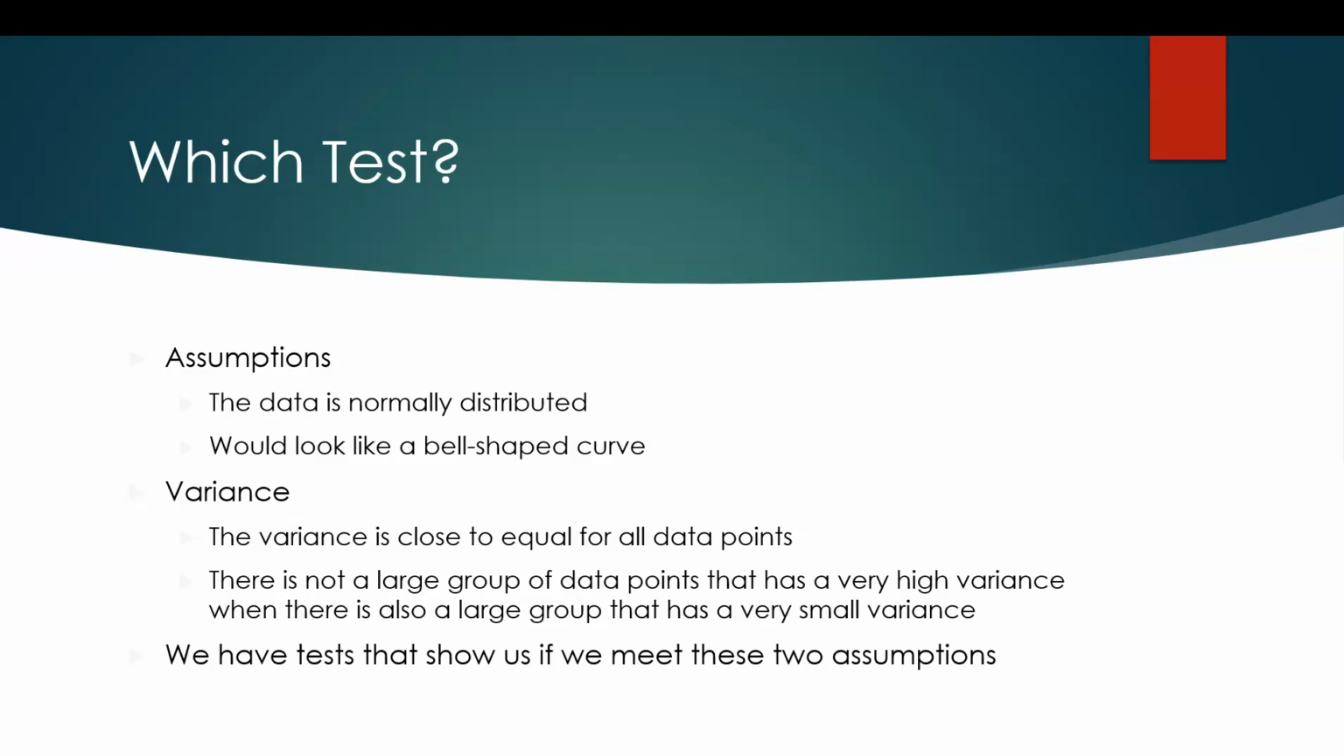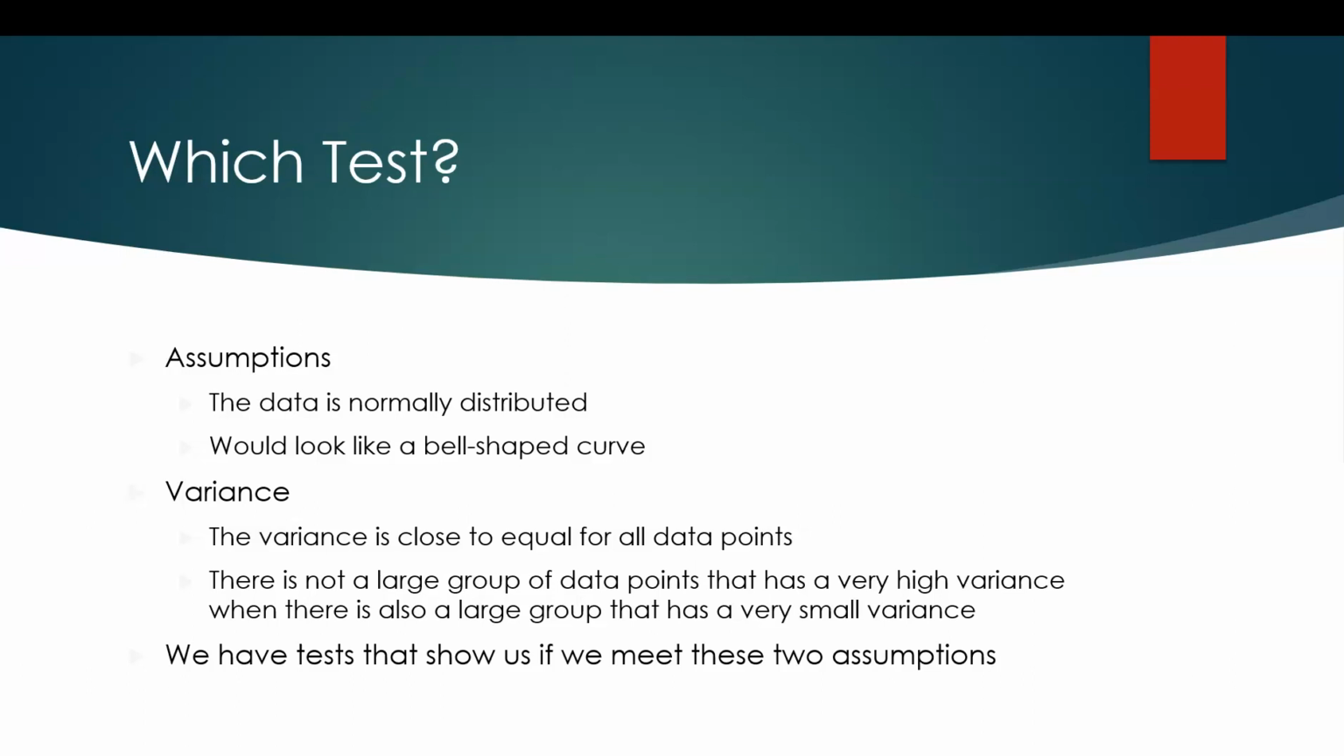What we want to see is that the variance for all 100 or 1,000, however many data points you have, is pretty close. There's not a lot of variation in that variance. So if that's the case, then we meet the test of variance. But if we have a big chunk of data points that have a really high variance and a big chunk of data points that have a really low variance, we don't have what we call an equal variance or an equally distributed variance. So that would be something that we would have to take into account.